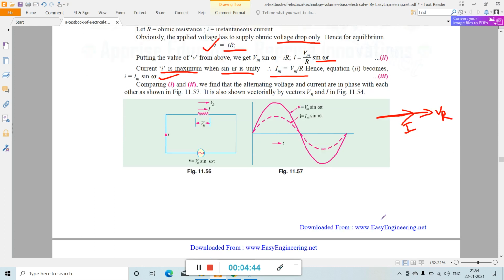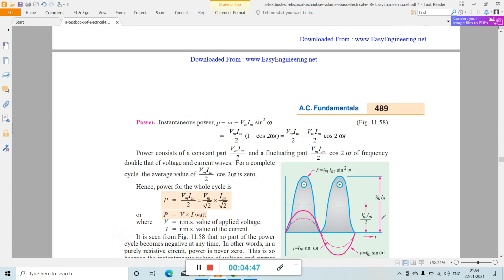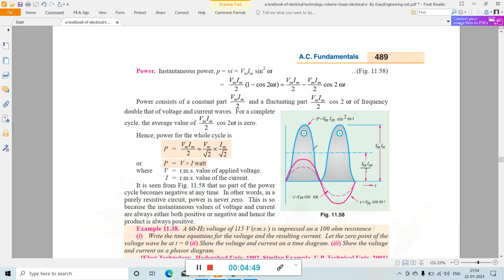In this case, the instantaneous power is given by p is equal to v into i, where v is the instantaneous voltage and i is the instantaneous current. For v we put Vm sin omega t, and for i, Im sin omega t. So we get Vm Im sin square omega t. The formula for sin square theta is 1 minus cos 2 theta divided by 2. So it is 1 minus cos 2 omega t by 2, giving Vm Im by 2 minus Vm Im by 2 cos 2 omega t.